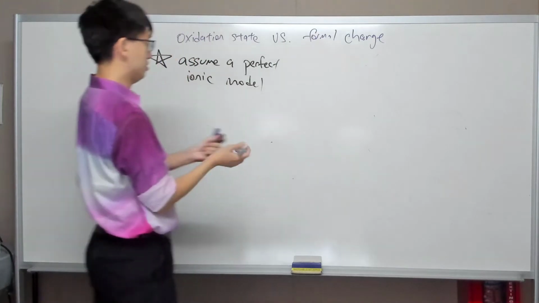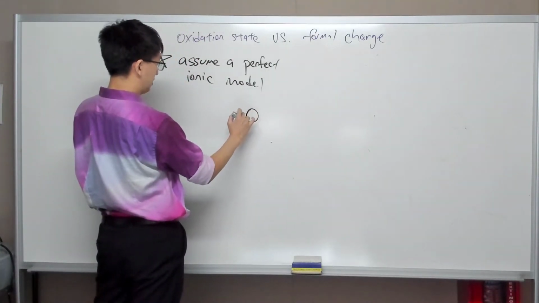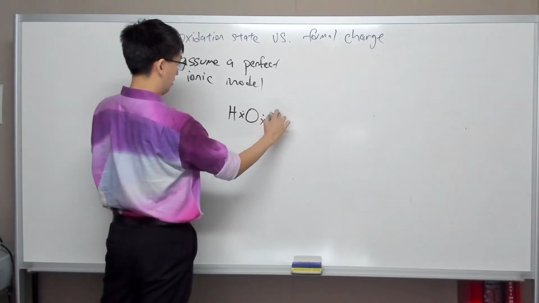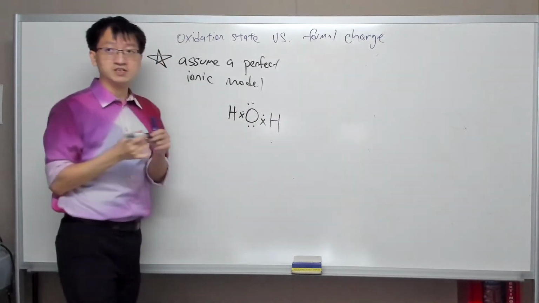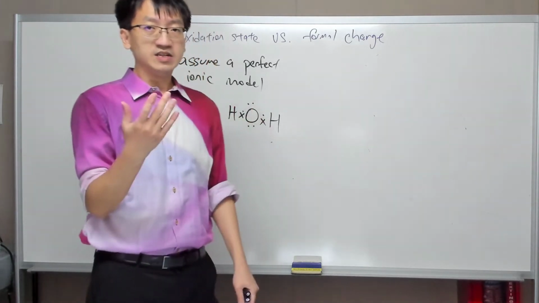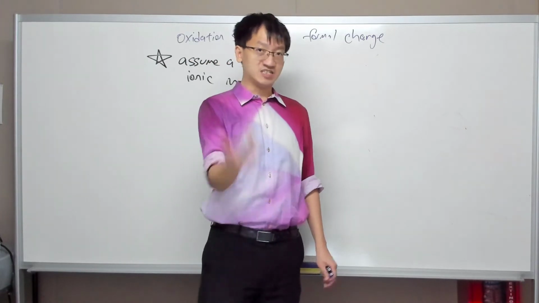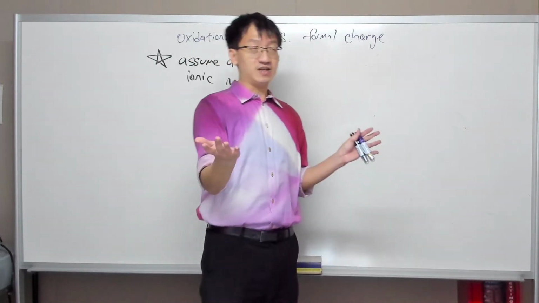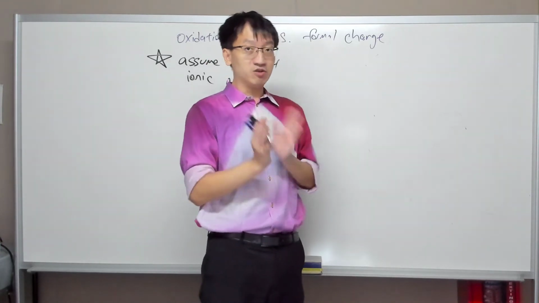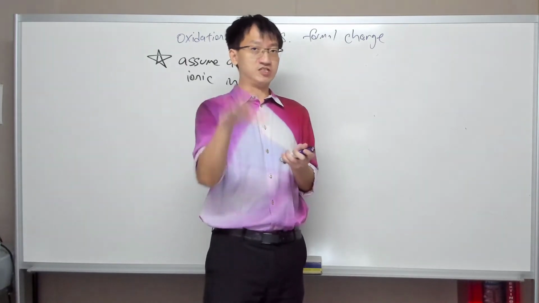So for example, I will use a very simple illustration: water. For water, if you draw the dot and cross diagram, it will look something like this. This will be the dot and cross diagram for water. I'm sure all of you can easily draw this out. Between oxygen and hydrogen, oxygen is more electronegative than hydrogen. So if we assume a perfect ionic model, that means that oxygen will take all the electrons in the calculation of the oxidation state for both oxygen and hydrogen.